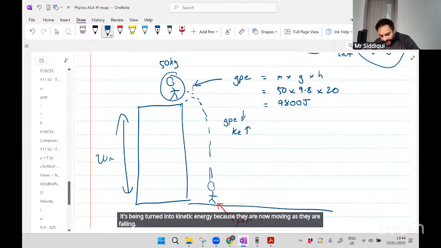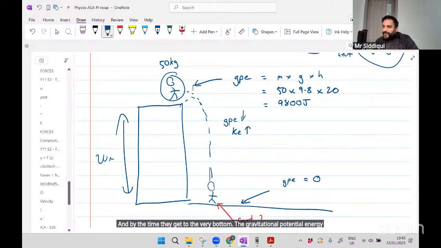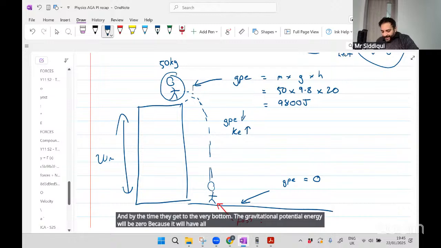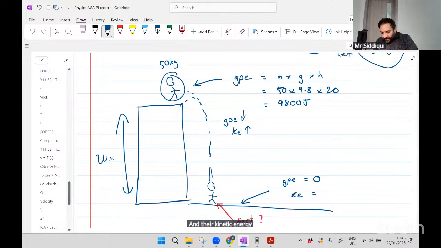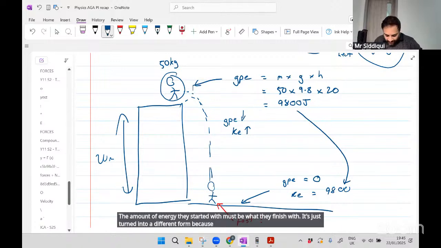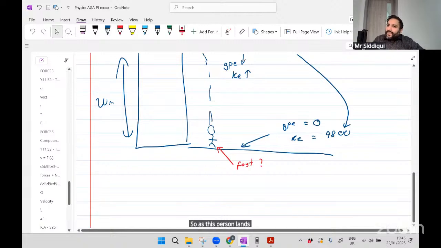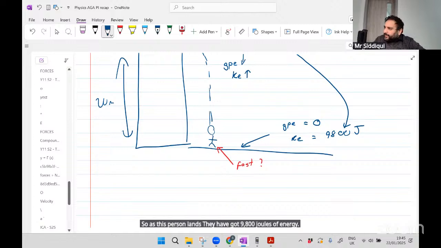And by the time they get to the very bottom, the gravitational potential energy will be zero because it will have all disappeared. And their kinetic energy will be 9,800 because the amount of energy they started with must be what they finish with. It's just turned into a different form because of the principle of conservation of energy. So as this person lands, they have got 9,800 joules of energy. I should clarify, it's a maximum of 9,800, but we will assume that for now.